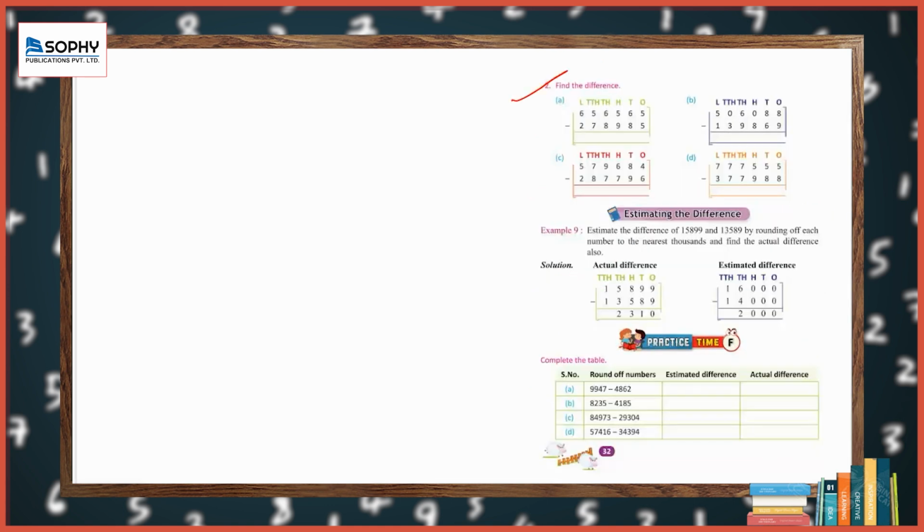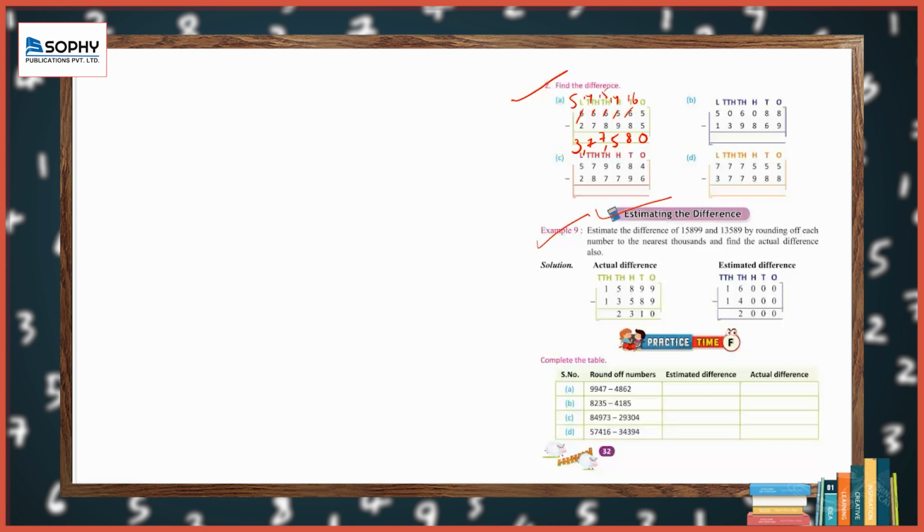Next, again we have to find the difference, students. So 5 minus 5 is 0. 6 minus 8 not possible. So 16 minus 8 is 8. Here we have 14 minus 9, 5. 15 minus 8 is 7. 14 minus 7 is 7. And 5 minus 2 is 3. So it is 3,77,580.